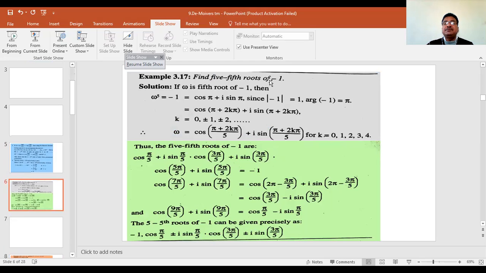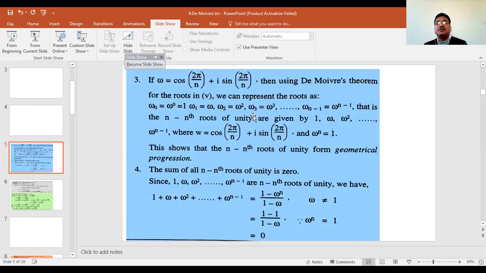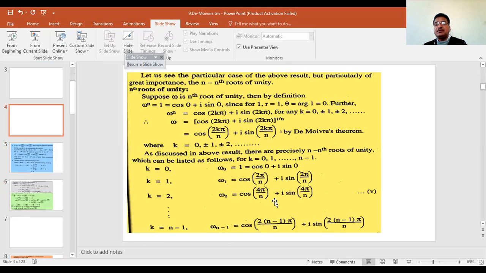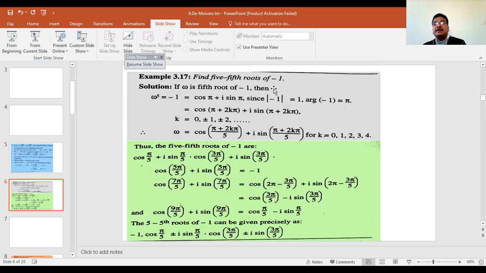Five fifth roots of minus 1. These are the nth roots of unity, meaning roots of 1. Now we have to find the five fifth roots of minus 1 in the next lecture.